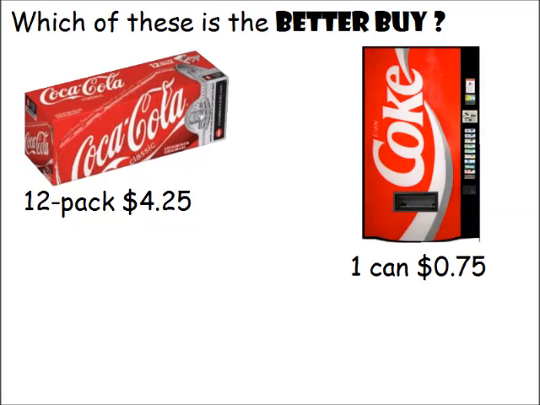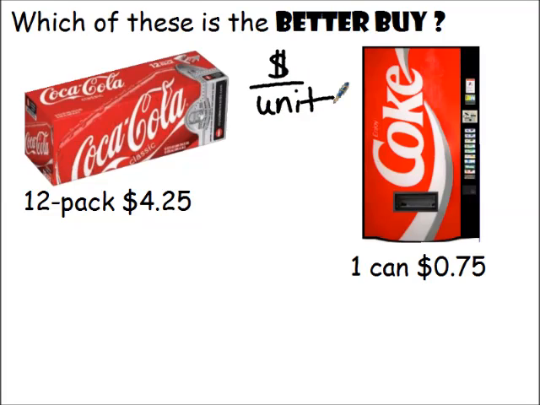Now let's look at how unit rates apply to everyday life. We want to find out which of these two options would give us a better buy. If we bought a 12-pack of sodas for $4.25, or if we bought 1 can out of a vending machine for 75 cents. We're trying to find out the best price per unit.